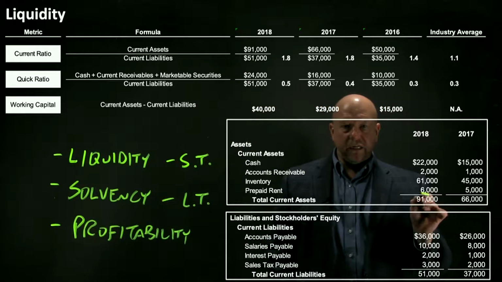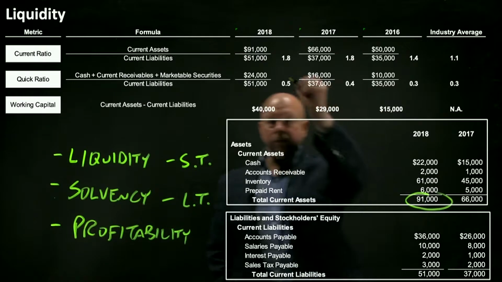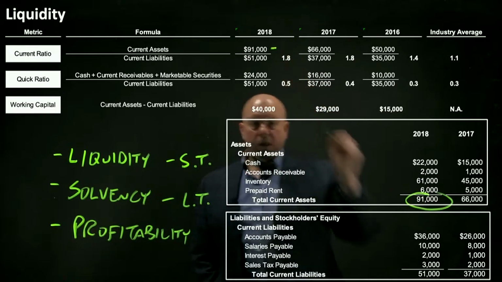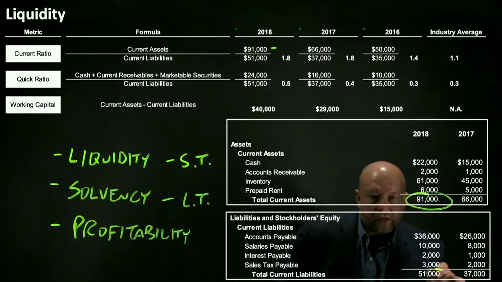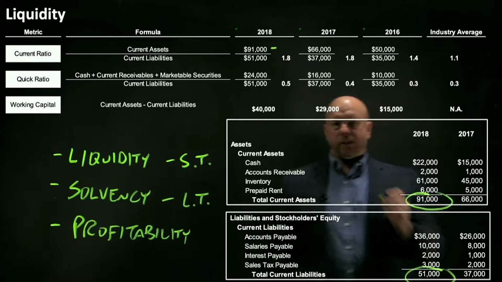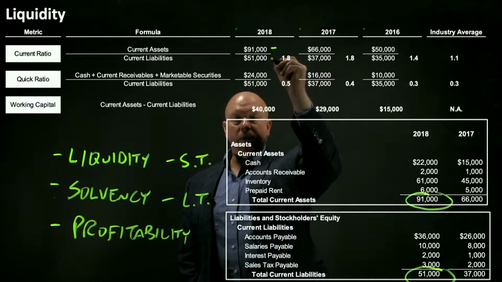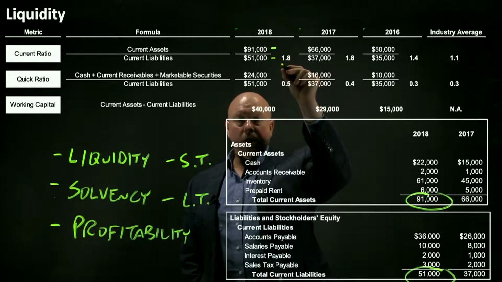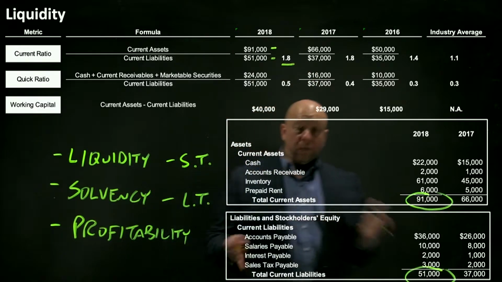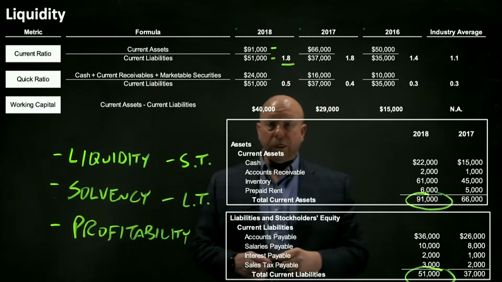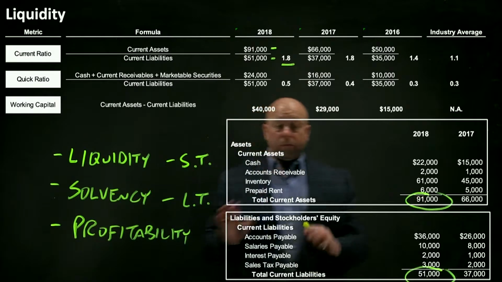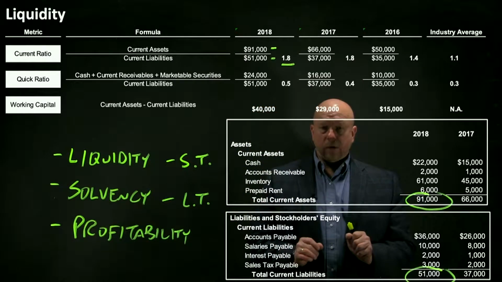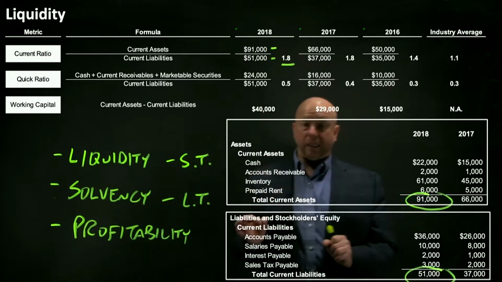So for 2018, your current assets are $91,000 that you have right here. Your current liabilities, I've got these balance sheet excerpts for you, are $51,000. So your current ratio ends up being 1.8, which on the surface seems pretty good. Now, you have to ask yourself the question though, is it good? How do you know that that's good?